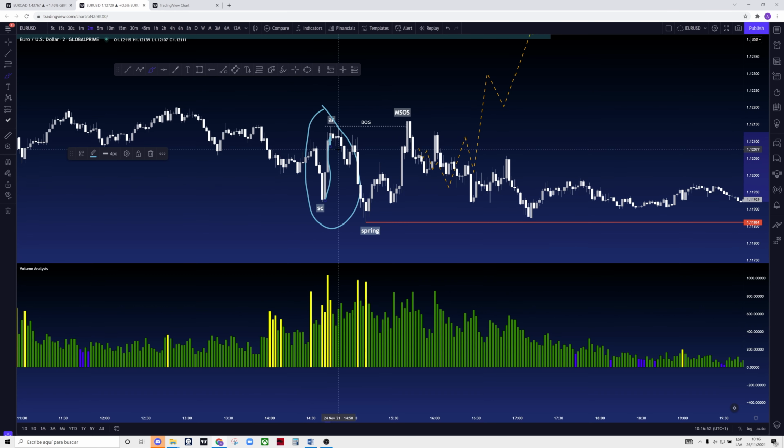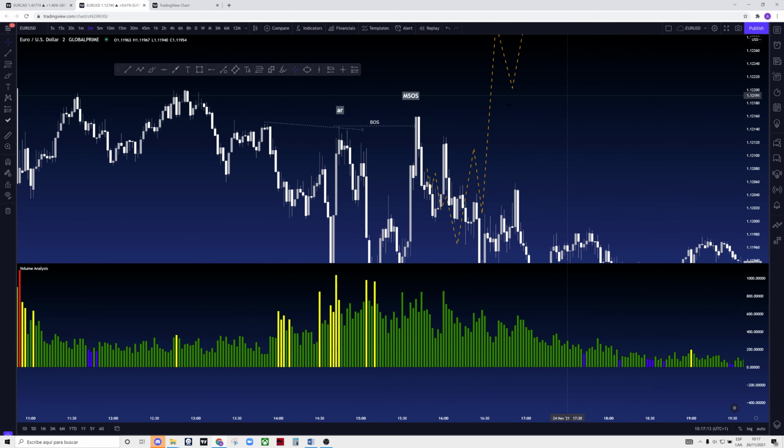This is telling me that smart money, for some reason, are longing either to take profits from shorts or because they are accumulating longs. After this move up, they break the structure here, inducing buyers. At the same time, they are inducing sellers. How do they induce sellers? By creating, in this case, a double top. You can see we have perfectly equal highs here.